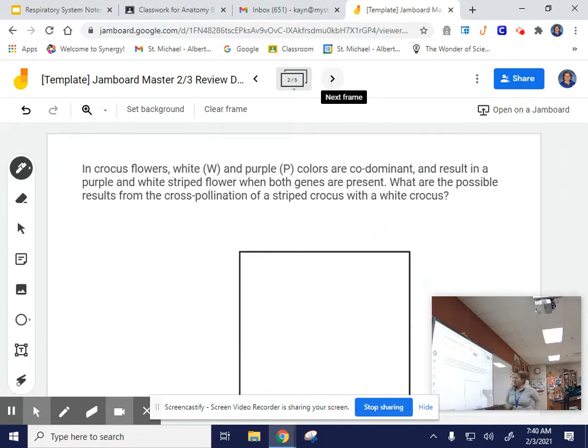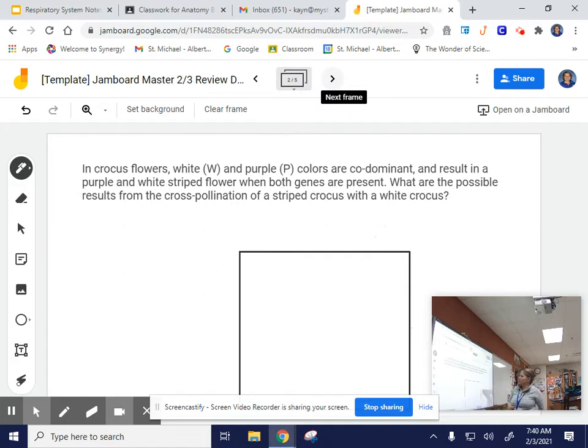The next one talks about crocus flowers. Crocus flowers come up in the spring, and they can be white or purple or white and purple striped. So it says in crocuses, white and purple are codominant, meaning they both show up. So co means that they are both present in their pure form. So you're going to get white and purple mixed.